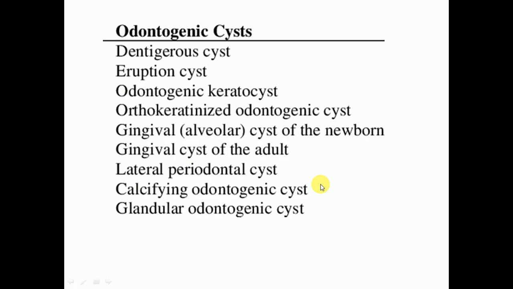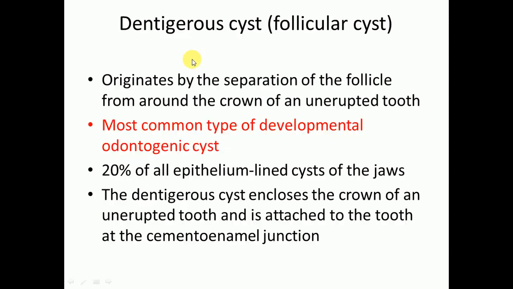Today we will discuss about dentigerous cyst. In our previous lecture we have studied about odontogenic keratocyst, and today we will discuss about dentigerous cyst. Dentigerous cysts are also known as the follicular cysts. It originates by the separation of the follicle from around the crown of an unerupted tooth. It is the most common type of developmental odontogenic cyst.